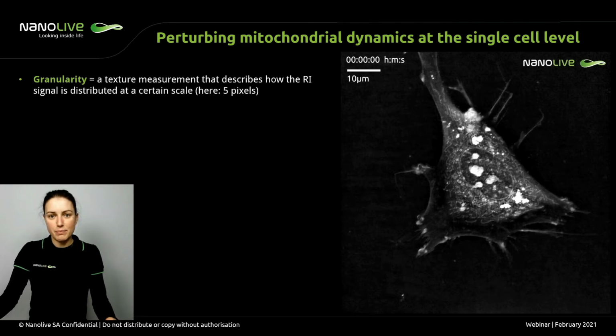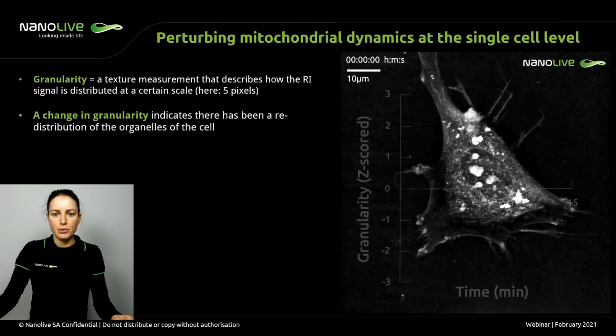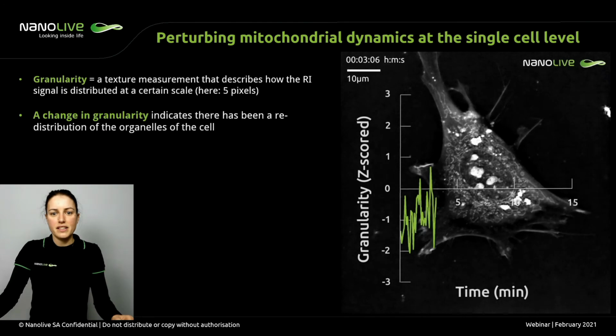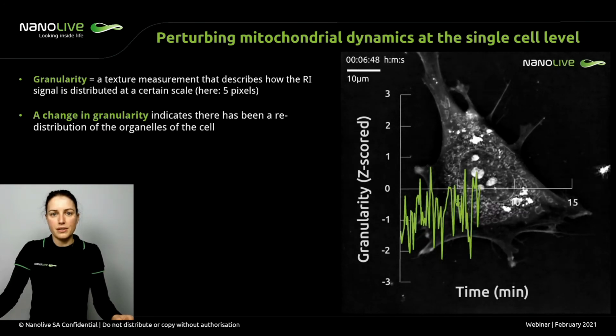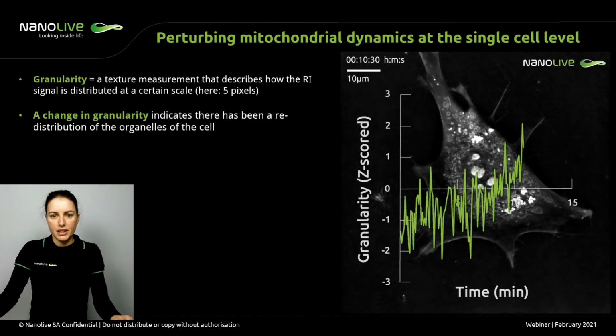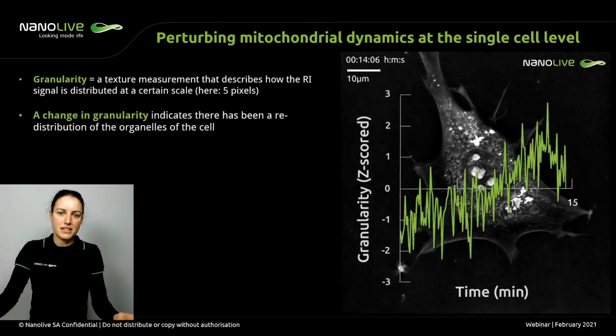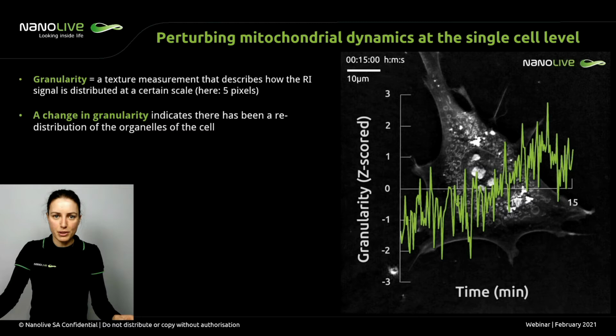Granularity is a texture measurement that describes how the refractive index signal is distributed throughout the cell. So this is always relative to a certain scale. Here we use 5 pixels. A change in granularity, here we'll see in a minute that it increases in this cell, indicates that there's been a redistribution of organelles within the cell. And this makes this measurement particularly interesting for holotomographic images, which are texturally more complex than fluorescent images.